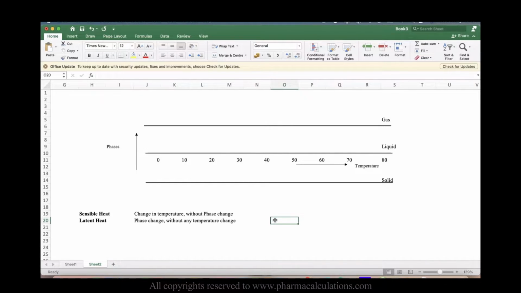For estimating the sensible heat as well as the latent heat, we'll be using two different formulas which are commonly used. In order to estimate the sensible heat, we are going to use the formula m Cp delta T, and while trying to estimate the latent heat, we have to use the formula m lambda.